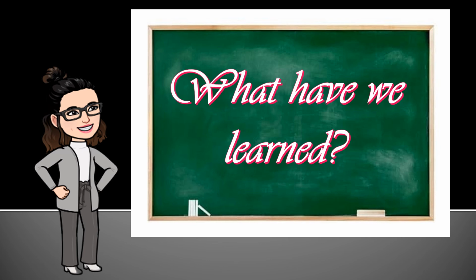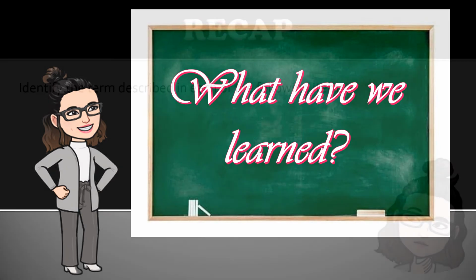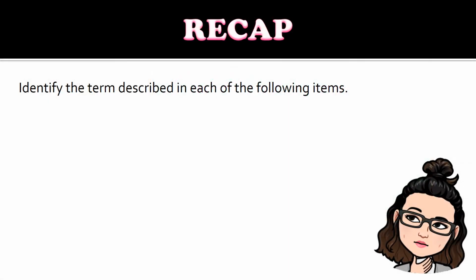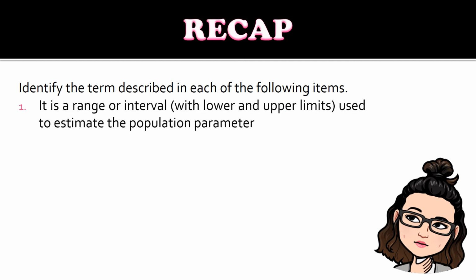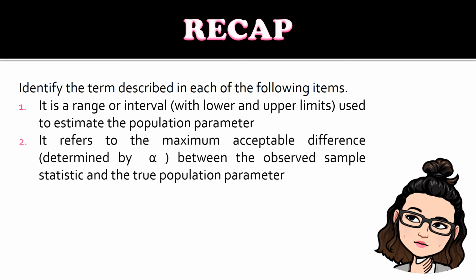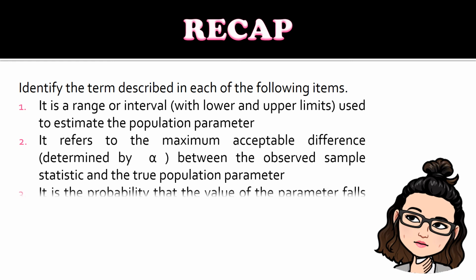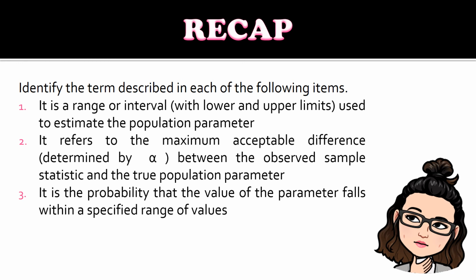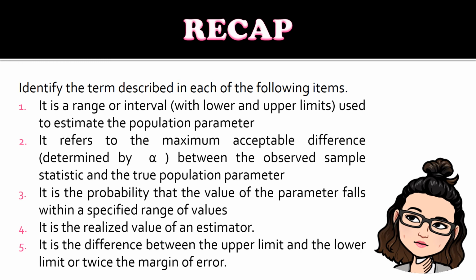Now let's check what we have learned. Identify the term described in each of the following items. Number 1. It is a range or interval with lower and upper limits used to estimate the population parameter. Number 2. It refers to the maximum acceptable difference, determined by alpha, between the observed sample statistic and the true population parameter. Number 3. It is the probability that the value of the parameter falls within a specified range of values. Number 4. It is the realized value of an estimator. And number 5. It is the difference between the upper limit and the lower limit, or twice the margin of error.